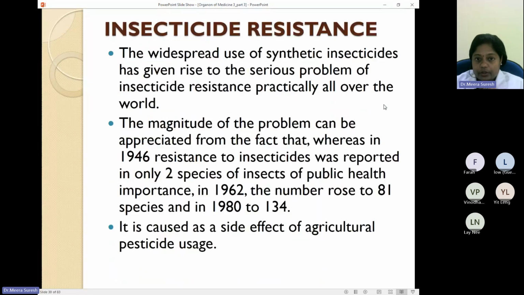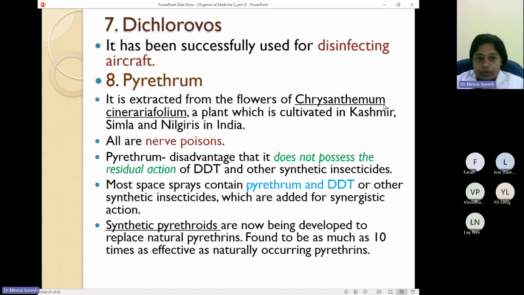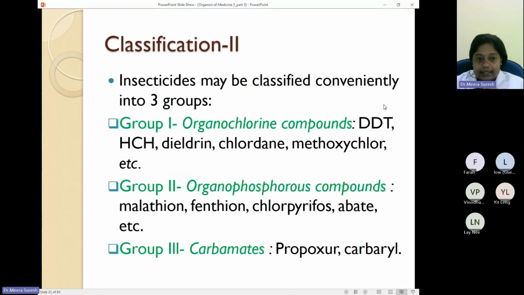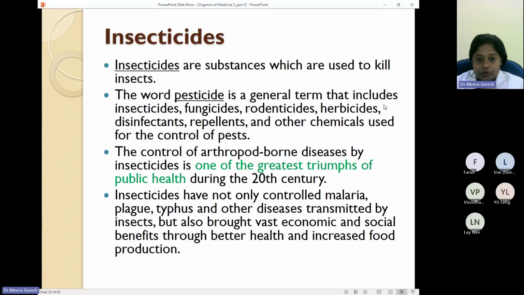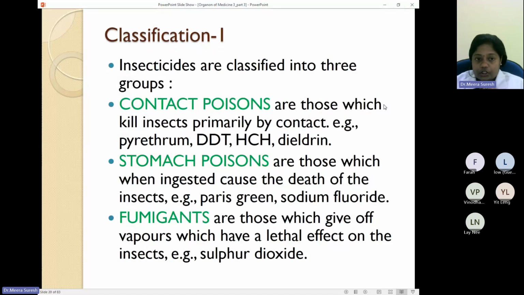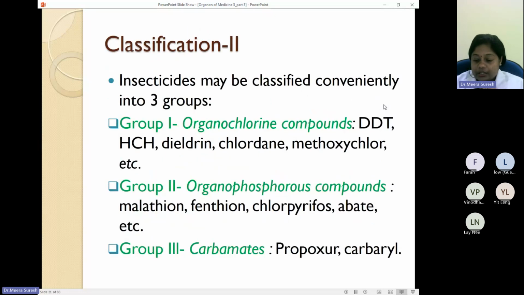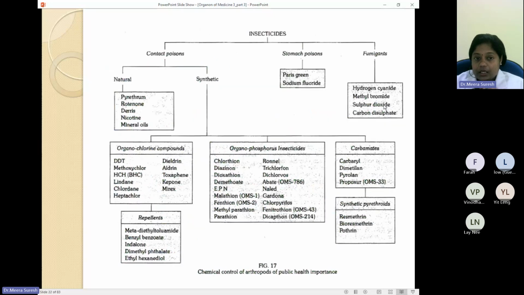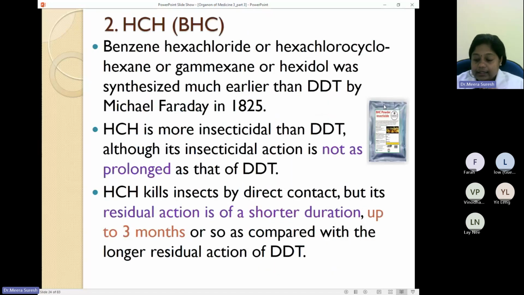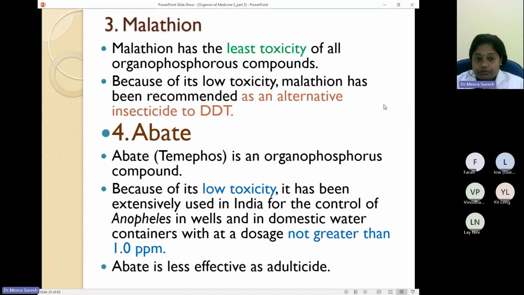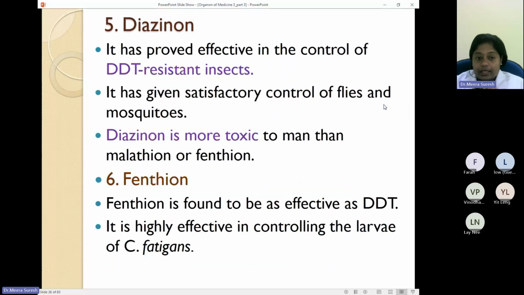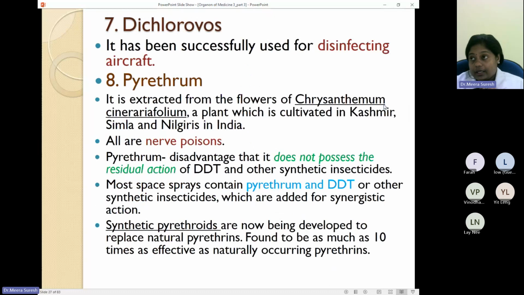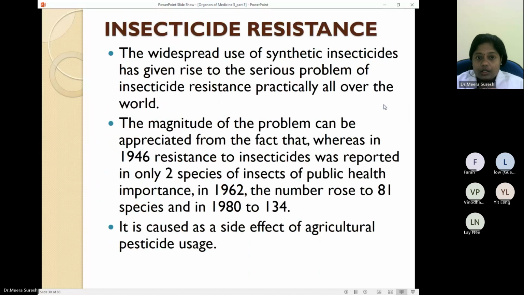It is also naturally occurring. So these are the most important insecticides that I selected for you to study. So there are two classifications of these insecticides, one based on their mode of action, and the second based on the chemicals present. The important ones being DDT, HCH, malathion, fenthion, abate, dichlorvos, and pyrethrum, and another one being rotenone.